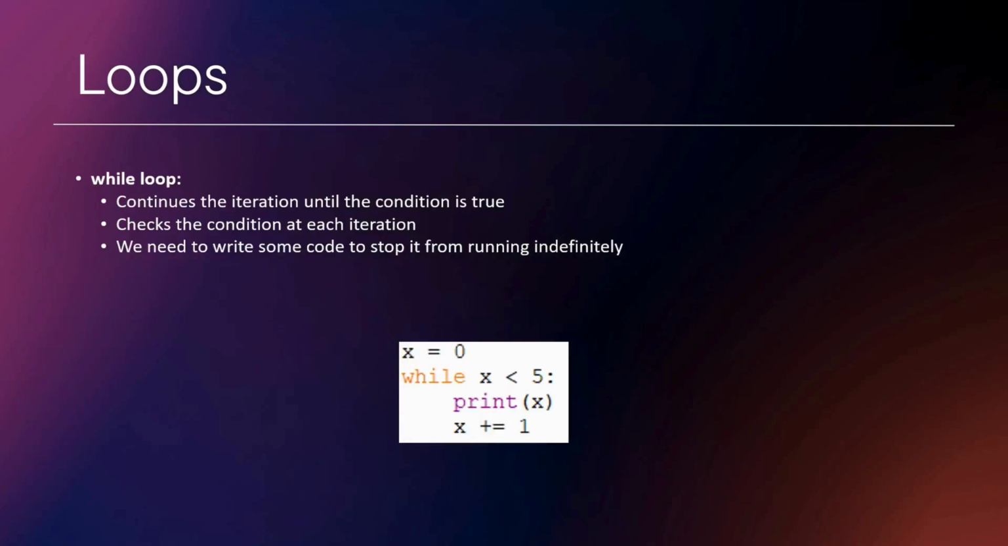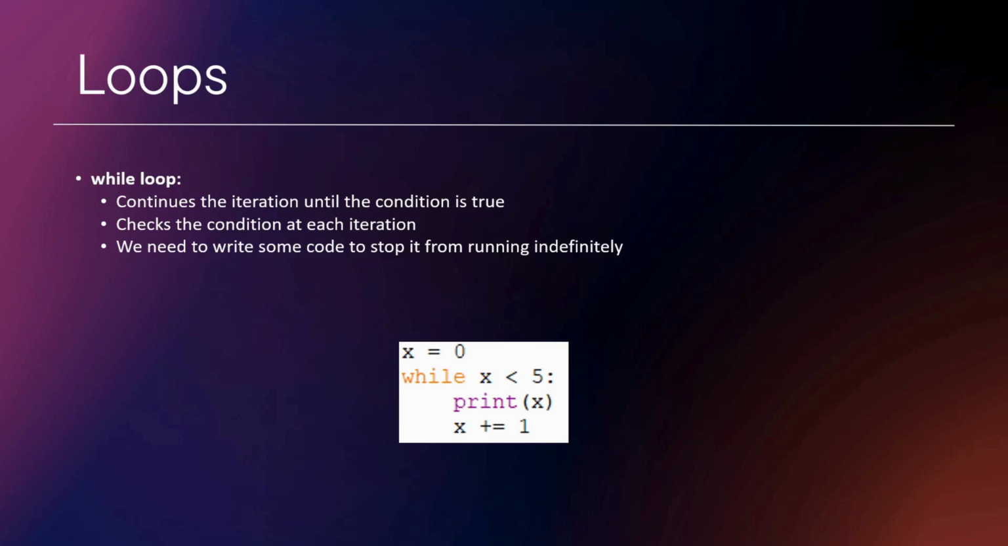And now if we look at the while loop, it is slightly different. It continues until the condition is true. It checks the condition at each iteration, and we need to write some code to stop it from running indefinitely. For this one, I have defined a variable x is 0, and I have a condition while x is less than 5. So x is less than 5, this is true. If this is true, the code in the loop will be executed. So it will print the value of x.